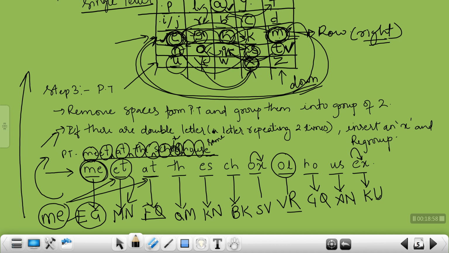They have asked this concept, and also the next concept which I am going to teach you all, that is ADFGX, which is a complex version of the Playfair. If you don't know the Playfair properly, it will become difficult for you to learn ADFGX. So this is your Playfair algorithm.